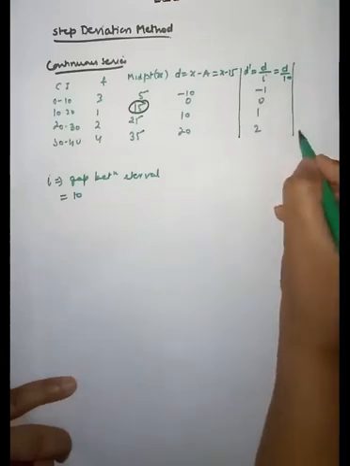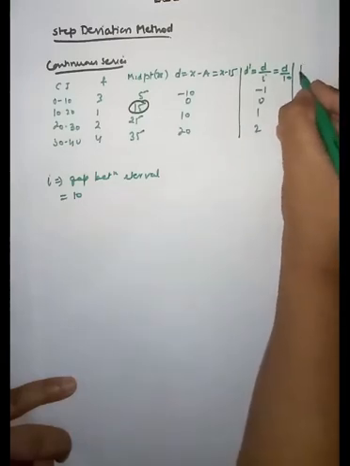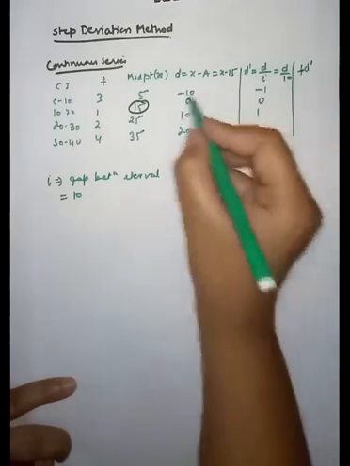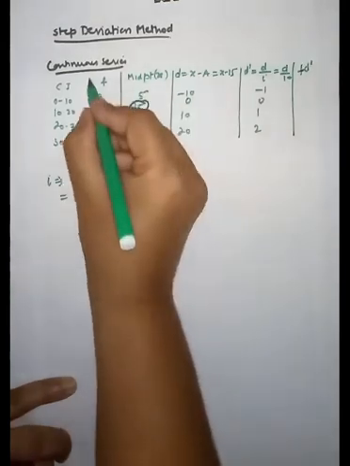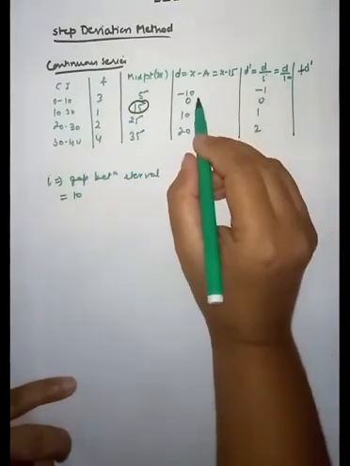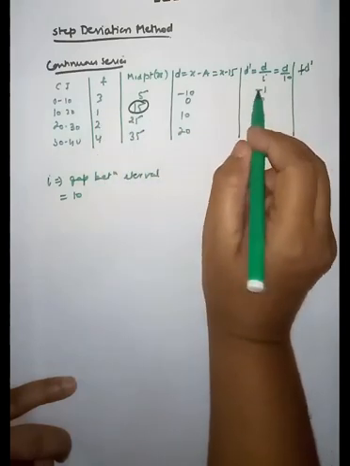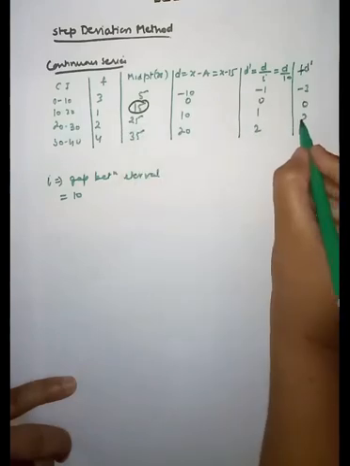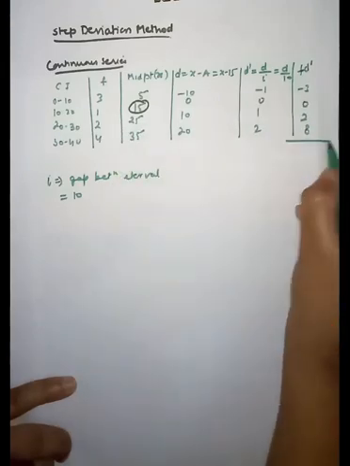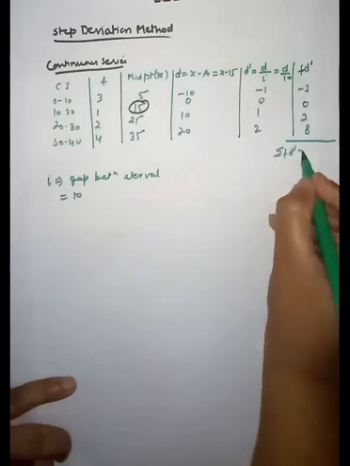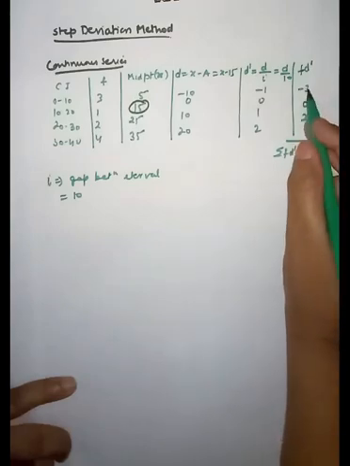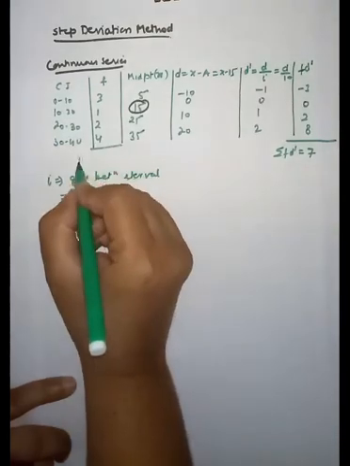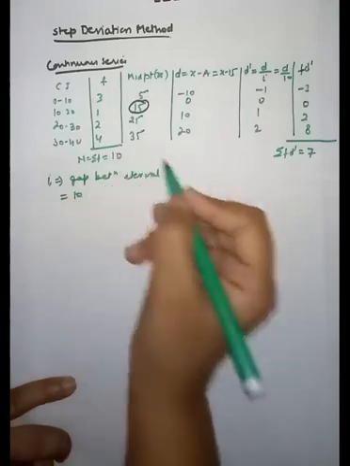Now the next column is f d dash. F is this one and d dash is this one. So this comes to minus 3, 0, 2 and 8. Now add: summation of f d dash is 10 minus 3, which means 7. Summation of f is 10.